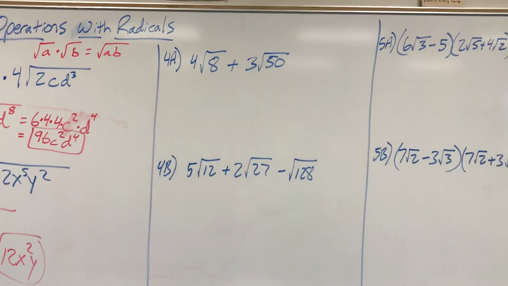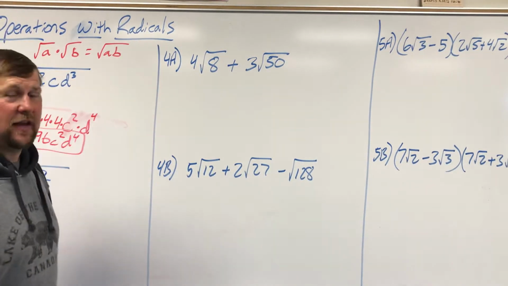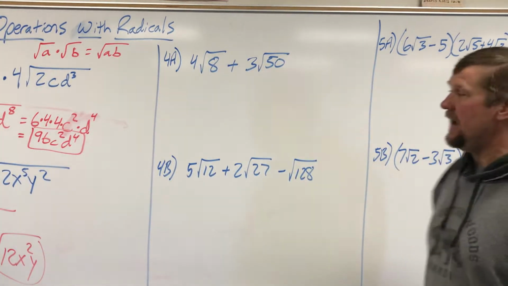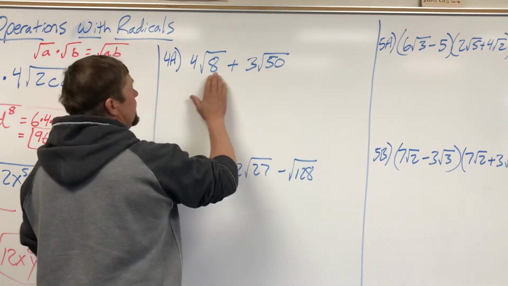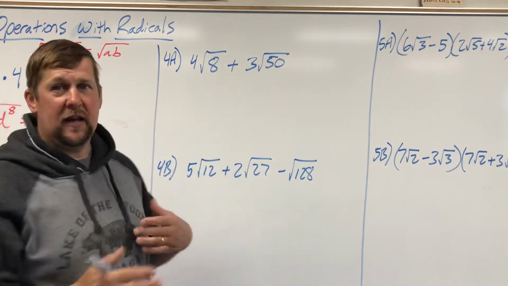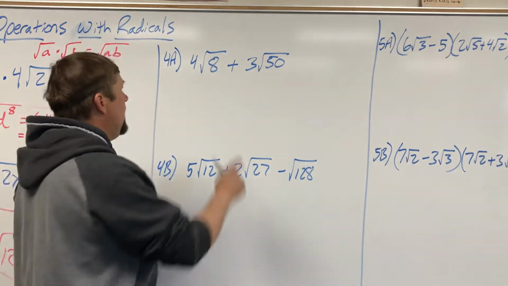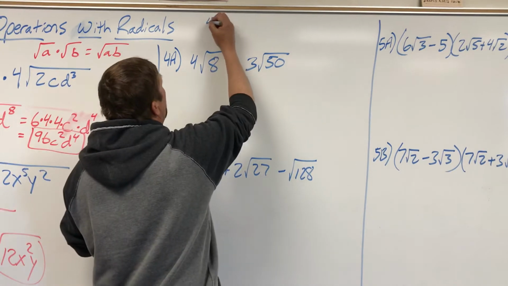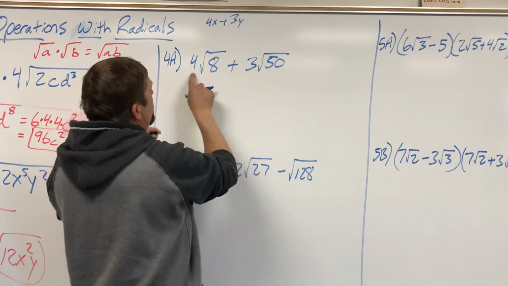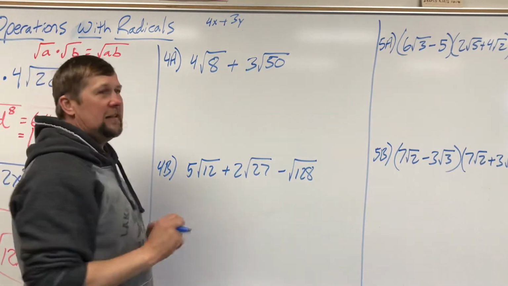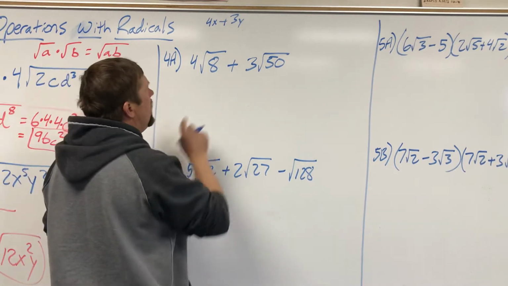Okay, so here's the next example, number 4. This time we're adding radicals. Adding radicals is not the same as multiplying radicals. You cannot just add what's inside. Basically, these are unlike radicals at this point. Even though they're the same radical, the same index, you cannot just add what's inside. It's like saying 4x plus 3y. 4 times the square root of 8 plus 3 times the square root of 50 is not the same. They are not like. So what we can do though is simplify.